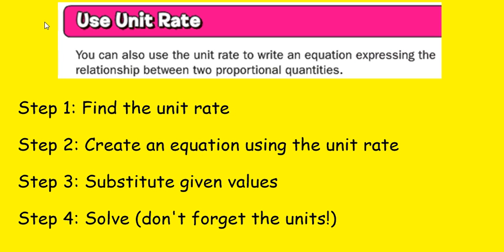Use unit rate. You can also use the unit rate to write an equation expressing the relationship between proportional quantities. So what we're going to do here is take it back to our previous lessons and find the unit rate. So the first thing we're going to do is find a unit rate. We're going to create an equation using the unit rate. We're going to substitute values, and then we're going to solve. And then I have a little reminder: don't forget the units. All right? Make sure you write this down in your notebook so you have something to refer to.